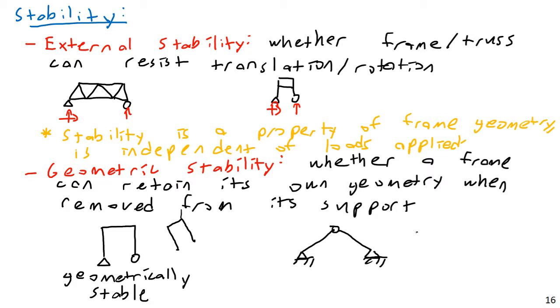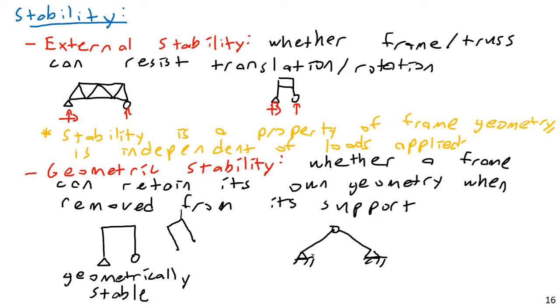If I pull on it this way, if I pull on it upward or to the right or to the left, if I pull down, if I apply a torque or a moment to this thing, it will be able to resist motion via the supports. But the frame itself is still geometrically unstable.